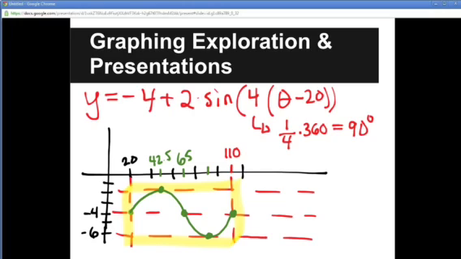Now if I wanted to check a point, I could pull out a point. I'm saying 42.5, I need to get out -2. So I could either plug that in my calculator and check, or work through it algebraically to verify that that point is in fact at -2.